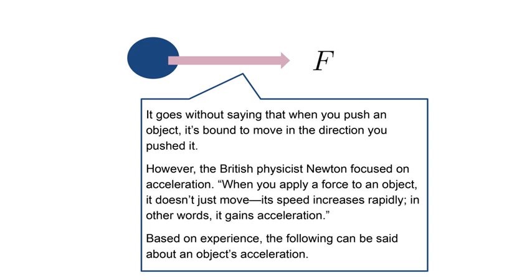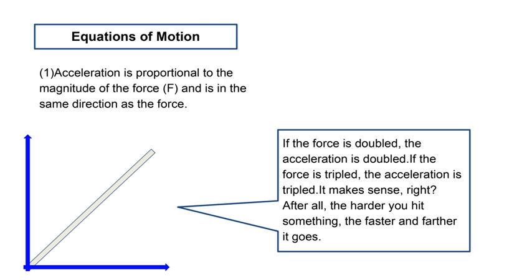Based on experience, the following can be said about an object's acceleration. 1. Acceleration is proportional to the magnitude of the force, F, and is in the same direction as the force. If the force is doubled, the acceleration is doubled. If the force is tripled, the acceleration is tripled. It makes sense, right? After all, the harder you hit something, the faster and farther it goes.